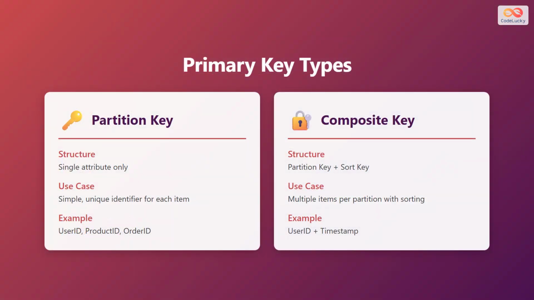DynamoDB supports two types of primary keys. The first is the partition key, also known as a simple primary key. It consists of a single attribute that uniquely identifies each item. Common examples include user ID, product ID, or order ID. The second type is the composite key, which combines a partition key and a sort key. This allows multiple items to share the same partition key, but they must have different sort keys. This is useful when you need to store multiple related items together. For example, you might use user ID as the partition key and timestamp as the sort key to store a user's activity history.